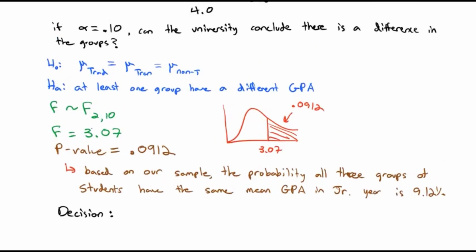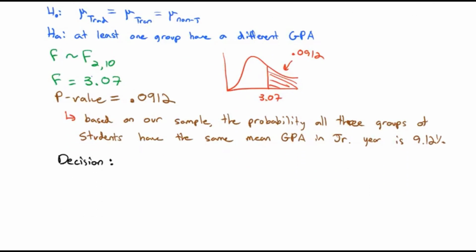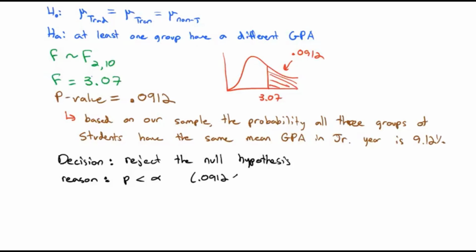The decision is based on the alpha. We said alpha is 0.10. We're going to believe the null hypothesis is true until there's less than 10% chance it actually is true. We have a 9% chance that it's true, so that passes our threshold, so we will reject the null hypothesis. The reason for that decision is that the p-value is less than the alpha, or the 0.0912 is less than the 0.10 we said was our decision breakpoint.